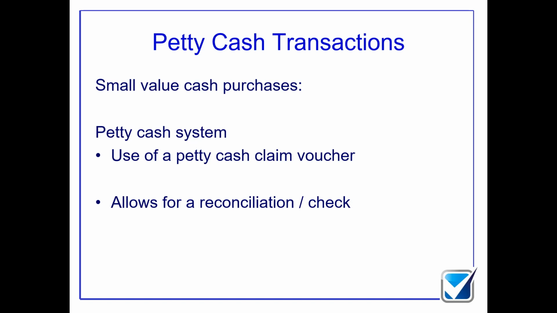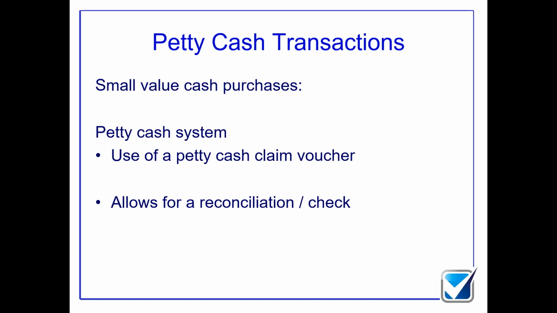At the end of the month, the value of all the petty cash claim vouchers plus whatever cash is in the petty cash tin should total the amount that was put into petty cash at the beginning of the month. Now let me just restate that.